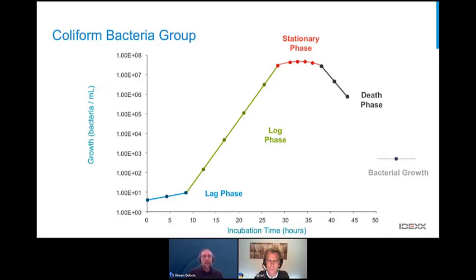So the lag phase is the part where the bacteria is placed in this really nice environment, lots of nutrients, and what it's doing is it's repairing itself. So it's repairing any kind of holes that it has in its cell wall, and basically becoming really healthy in order to start growing and increasing in numbers.